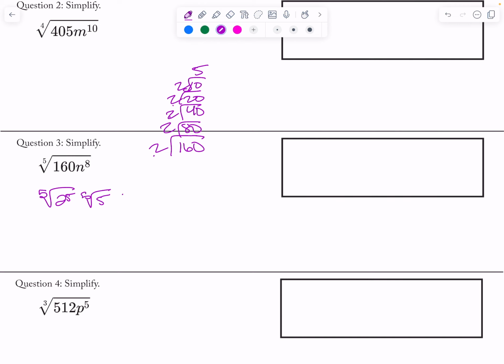And then there's 5 n's, and then I need 3 more n's to make 8. So then I have 2n, and then the 5th root of 5n cubed.